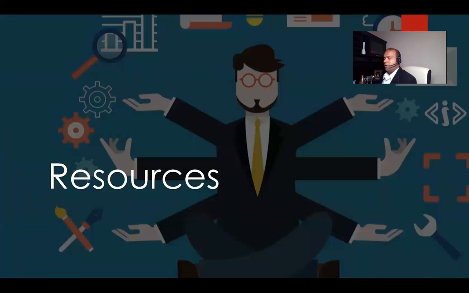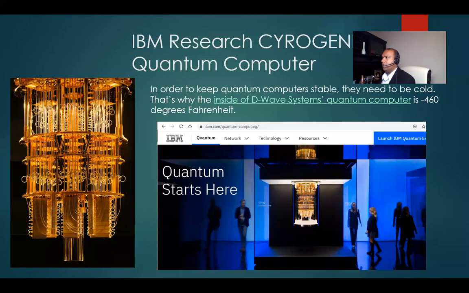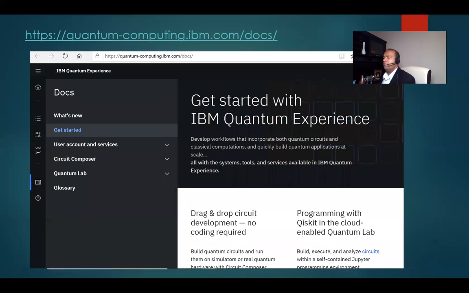So these are the resources. IBM Research Cryogenic Quantum Computer. Just search for IBM Quantum and they'll say this is the page you will land on, quantum-IBM/quantum-computing, and you can go see that. And if you are a developer or you wanted to learn a little bit more, they have something called Get Started with Quantum Experience.